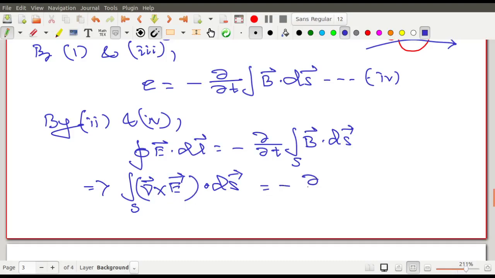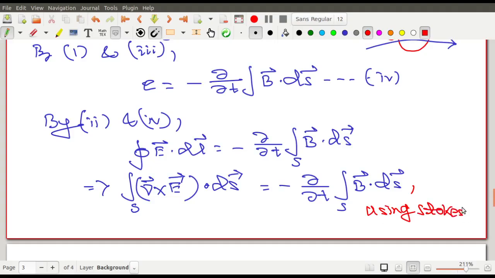So minus del by del t of the integration of B dot dS. I write over here: using Stokes theorem on the LHS. Okay, now there are some tasks on the right hand side.